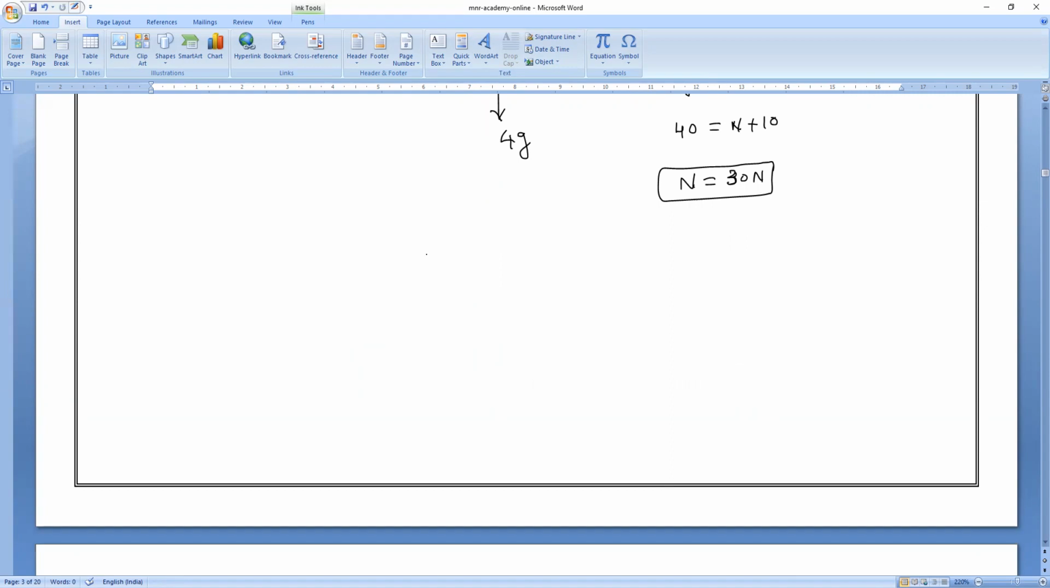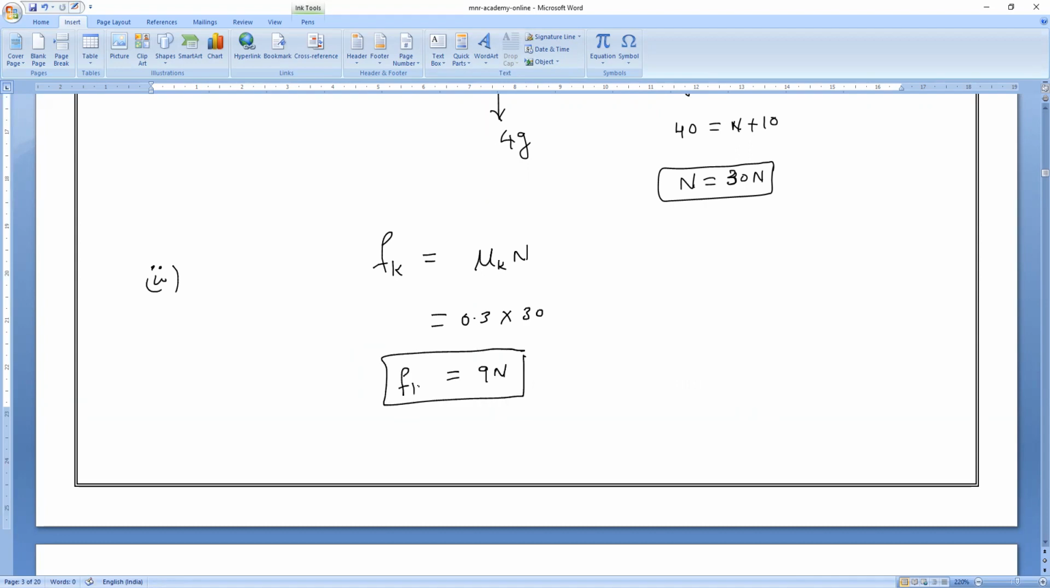Clear, everybody? The next thing you have to find is the frictional force. Sorry, kinetic friction. So the kinetic friction formula is mu k into N. So mu k value I mentioned is 0.3, N value is 30. So which is equal to how many newtons? All of you? 9. 9 newtons. So that is what it is.